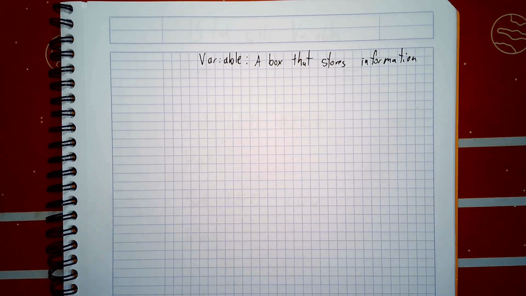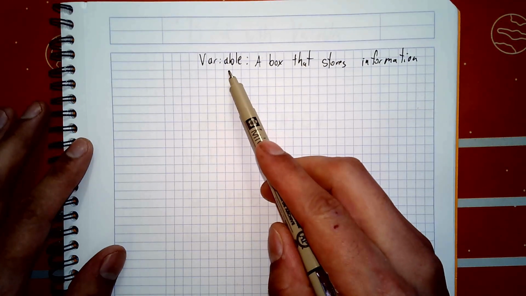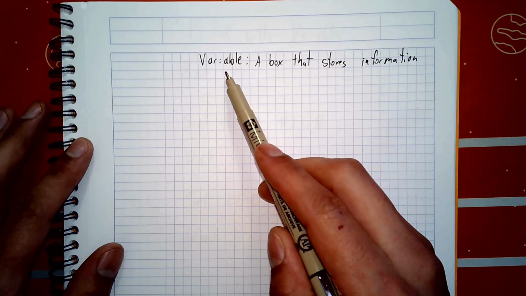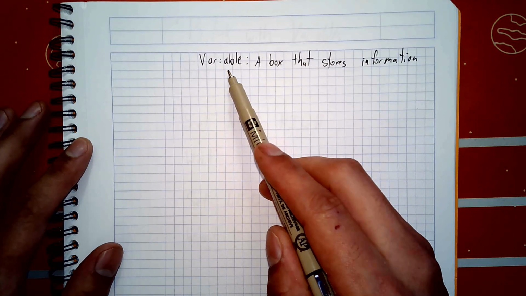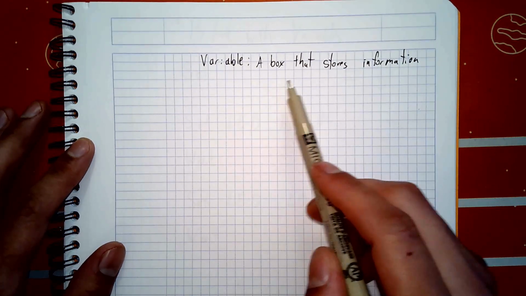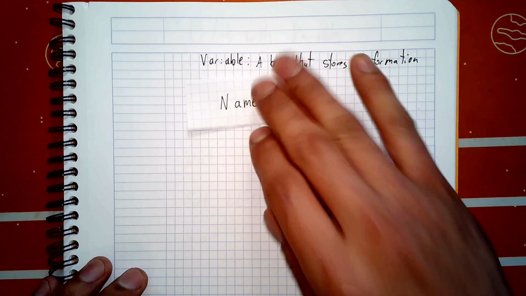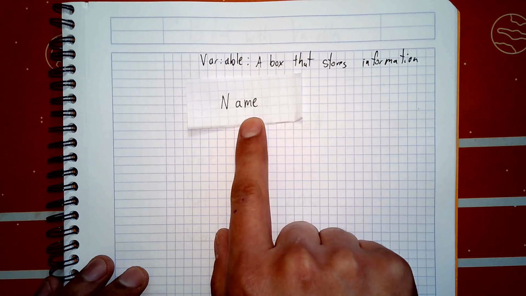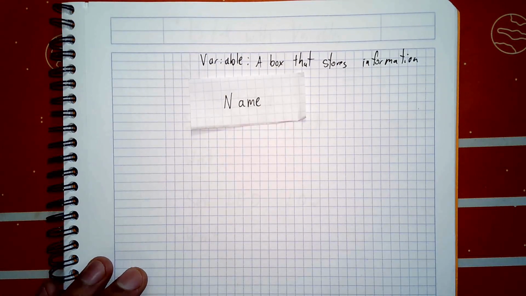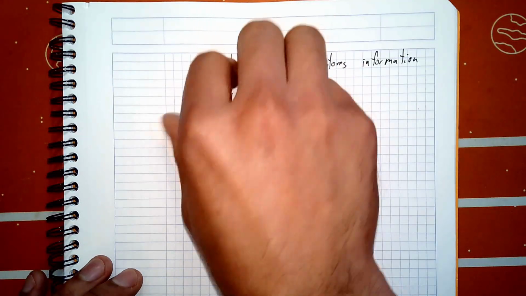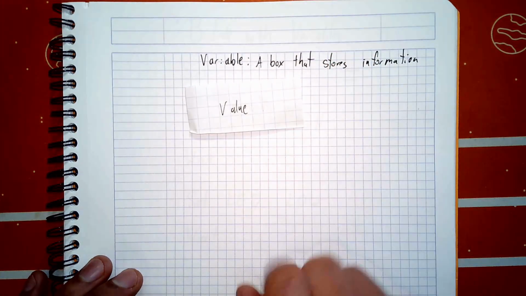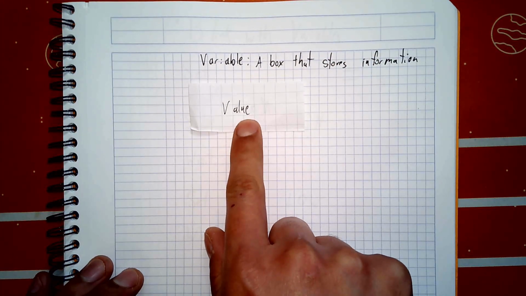So what we're talking about today is something called a variable. In programming, a variable is kind of like a box that we can use to store information. This box needs a couple of things. It's going to need a name, so that we can call that variable later in our program. And it also needs a value, whatever that variable is storing.